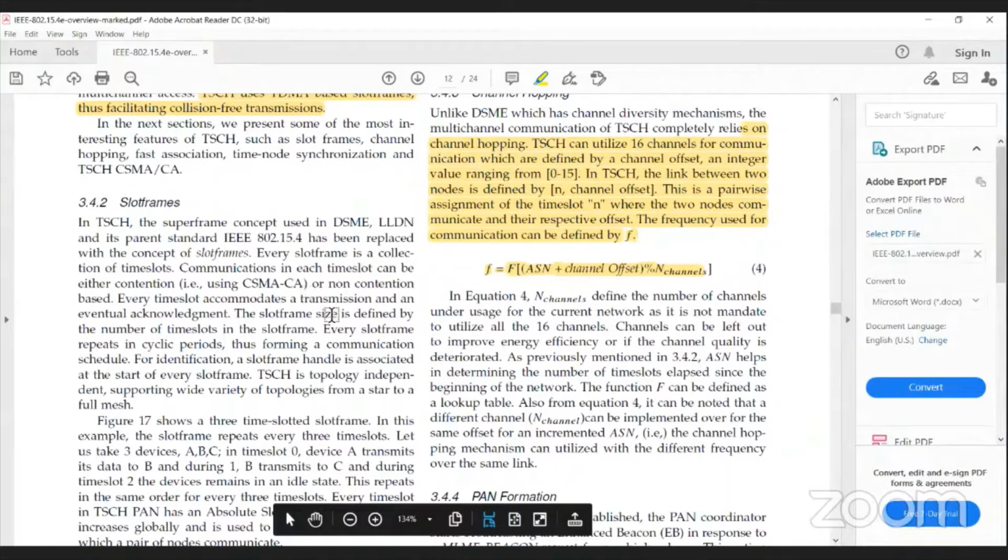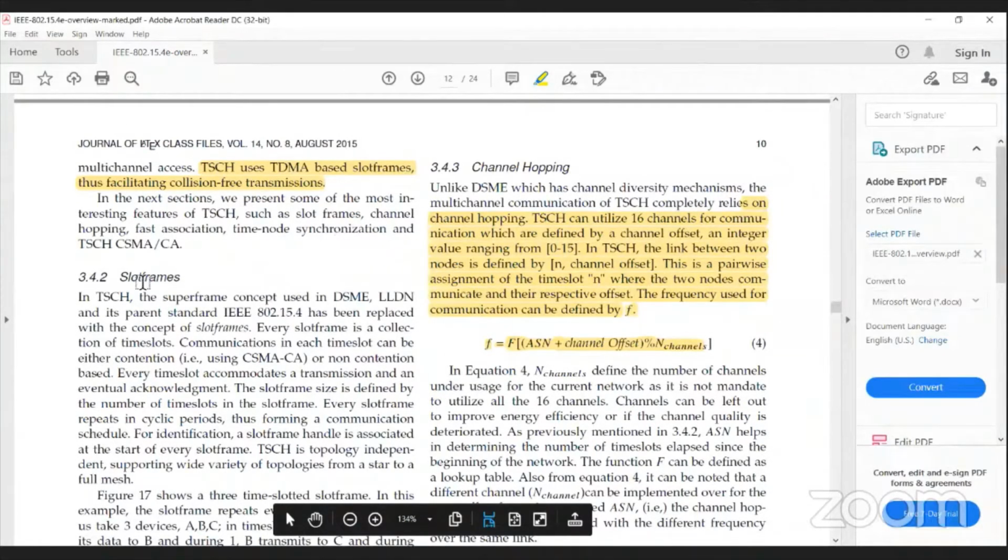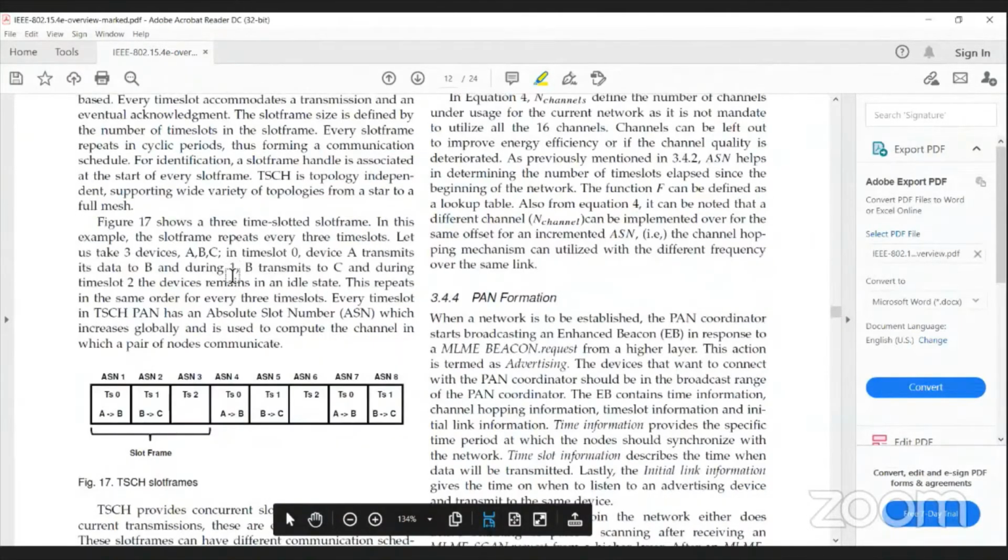Here, if you look at this figure 17, it shows a time slotted super slot frame. In this example, the slot frame repeats every 3 time slots. Let us take 3 devices A, B, and C. In time slot 0, device A transmits its data to B, and during slot 1, B transmits to C, right? During time slot 2, the devices remain in an idle state. That's also shown there. This repeats in the same order for every 3 time slots.